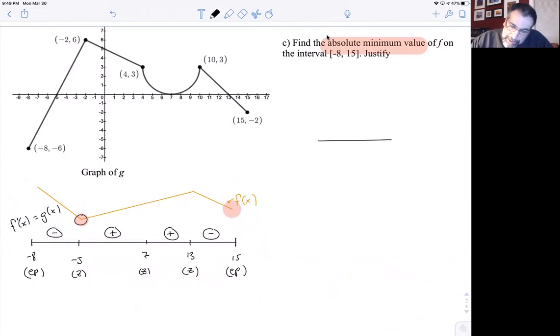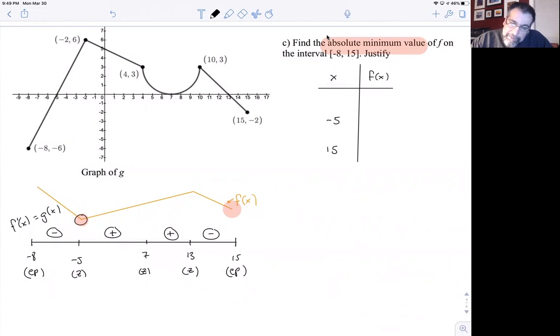So in order for us to answer this question, what we want to do is we just want to compare the outputs at -5 and 15. Okay, we just want to compare the outputs. Now, this question also is asking us to justify.